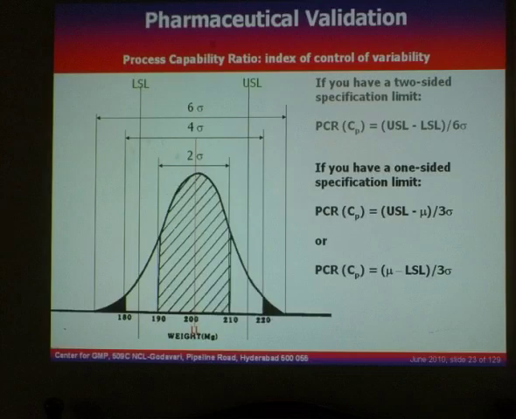Now if you have a lower specification limit, the mean has to be more than the lower specification limit. It cannot be below that. So the mean minus lower specification limit divided by 3 sigma gives you an indication of what the process capability ratio is of the one-sided specification distribution that you have, where there's only a lower specification limit. Mean minus lower specification limit divided by 3 sigma.